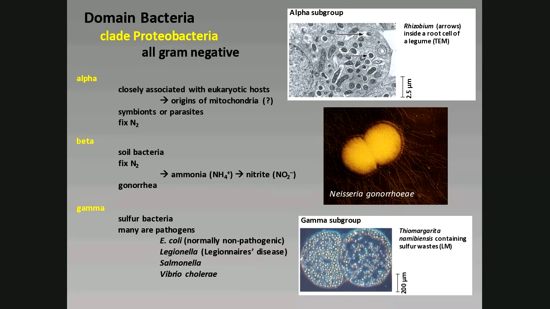The gamma bacteria are the sulfur bacteria. They can actually use sulfur as part of their metabolic process. A lot of these are pathogens. Remember I said gram-positive, gram-negative. We might want to know if it's gram-negative, because many gram-negatives are pathogens, disease-causing organisms. And in the case of the gamma, there are the E. coli that can be non-pathogenic or pathogenic. The one that causes Legionnaire's disease, Salmonella, and then one that causes cholera, Vibrio cholerae. These are all sulfur bacteria, or gamma bacteria, excuse me.